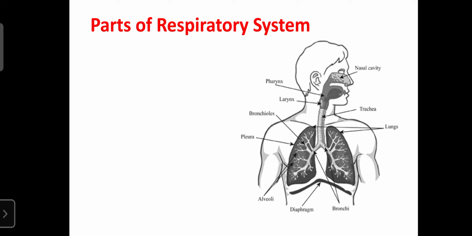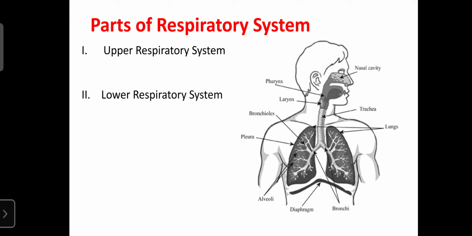The respiratory system is mainly divided into two parts: the upper respiratory system and the lower respiratory system. The upper respiratory system mainly consists of the nose. The nose is the first organ, the first part of the respiratory system. It is present on the face, externally exposed to the environment. That is the first component involved in respiration.